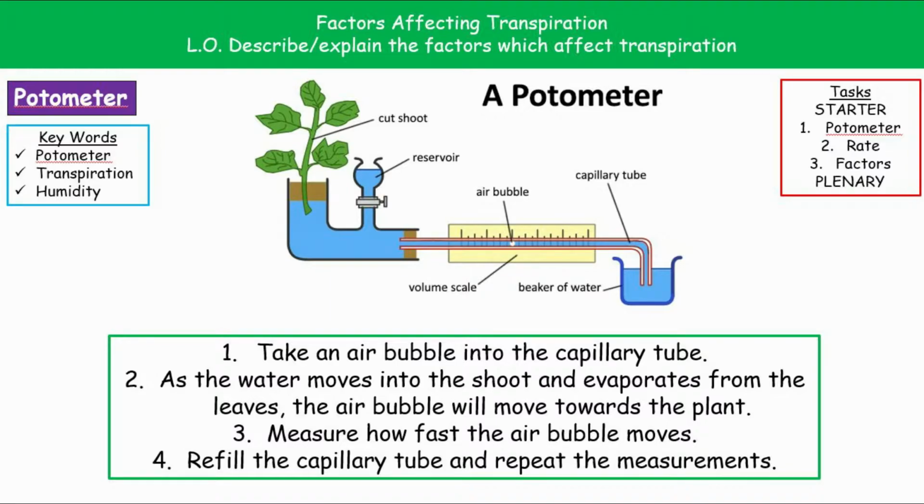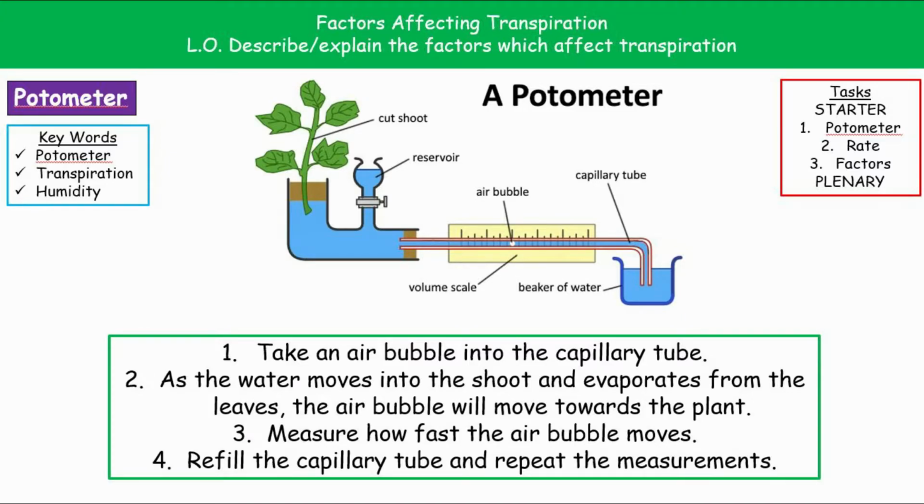The other end of the capillary tube goes into this vessel that's got a reservoir at the top, and then we put our cut shoot of our plant in the other end, making sure it's nicely sealed within there. And you can see all the blue there is water, so it's nicely filled with water right the way through, with the exception of one little air bubble that we've got on our scale there.